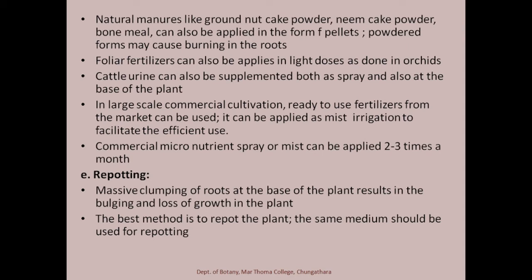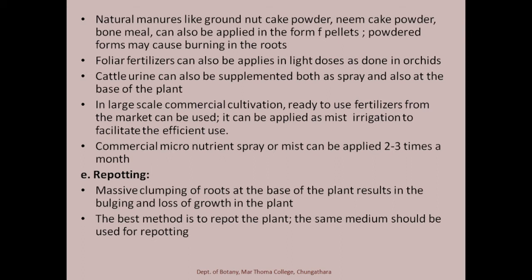Foliar fertilizers can also be applied in light doses. It can be applied as we do it in orchids. Cattle urine can also be used. It can either be sprayed or provided at the base of the plant. It should also be diluted to a particular level so that it does not cause burning.